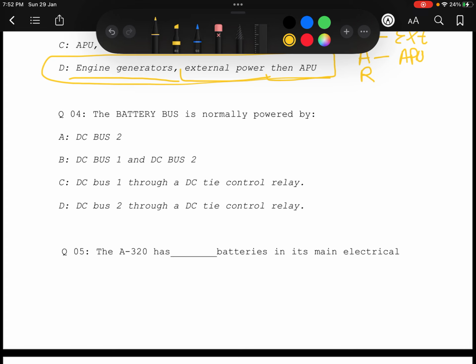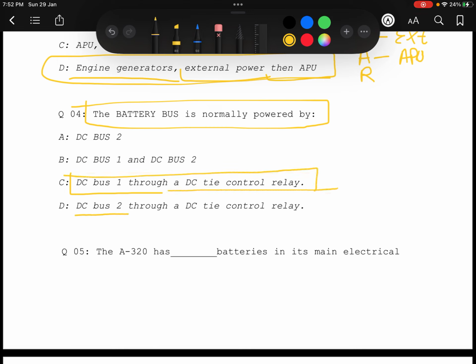Question number 4. The battery bus is normally powered by... Can you recall the diagram I have shown you just recently? It is normally powered by DC bus 1 through the DC tie contactor relay, not DC bus 2. I'll explain it from the diagram itself. Just a second.